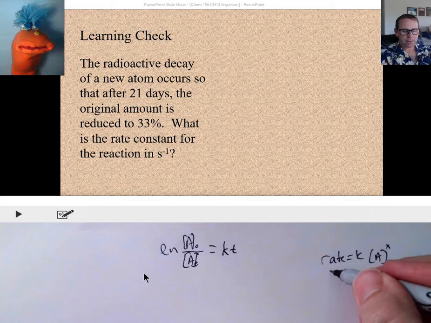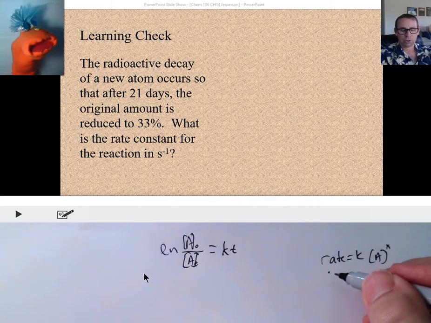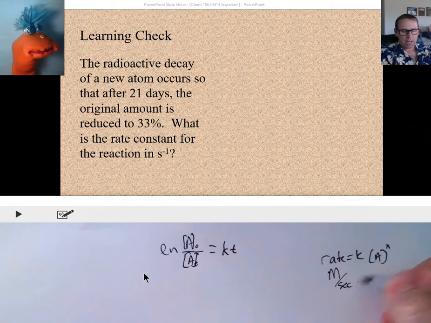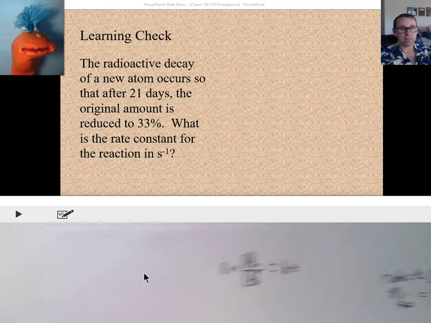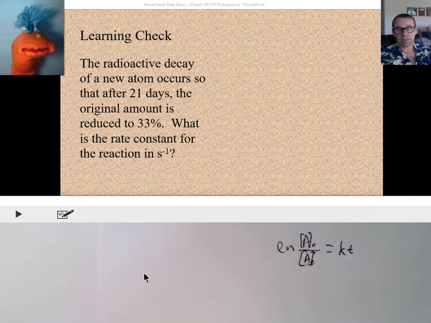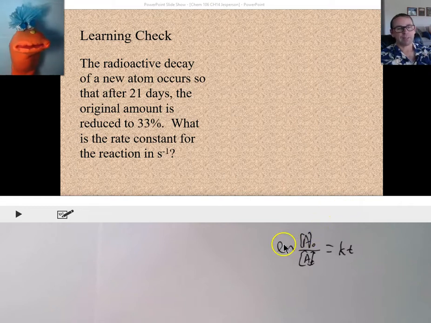But the rate units are always what? Molar per second. Very good. And if the units for k are per seconds, 1 over seconds, then that means we have to get the molar here and just one of them. And so that means x is 1, so it's a first order reaction. But they wouldn't necessarily need to tell you that because they have also told you that this is a radioactive decay, and all radioactive decays are first order reactions. They have half-lives, right?